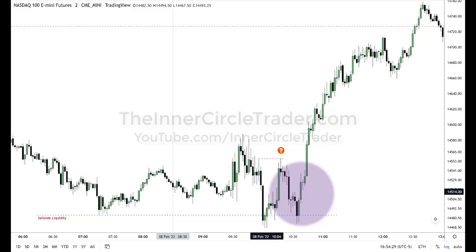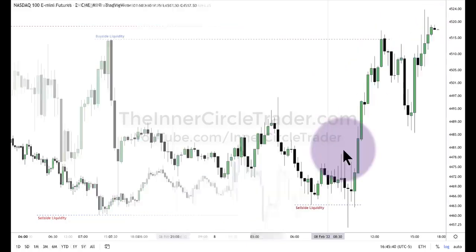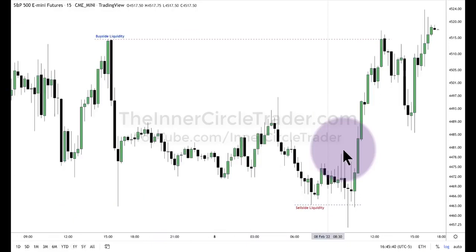Before I leave this chart, I want you to think about how that high was around 14,620, and it was this candle here I got out at, that one right there. Then it retraced a little bit, and then went higher, pressing into the ultimate longer term high, sweeping the buy side there. Let's take a look at the S&P.